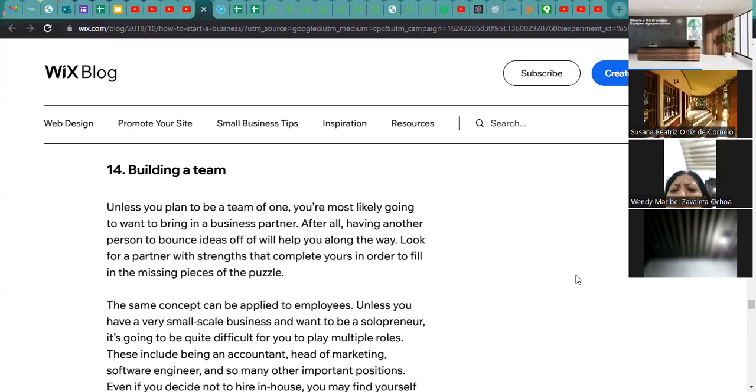Unless you plan to be a team of one, you're most likely going to want to bring in a business partner. After all, having another person to bounce ideas off will help you along the way. Look for a partner with strengths that complete you, in order to fill in the missing pieces of the puzzle.